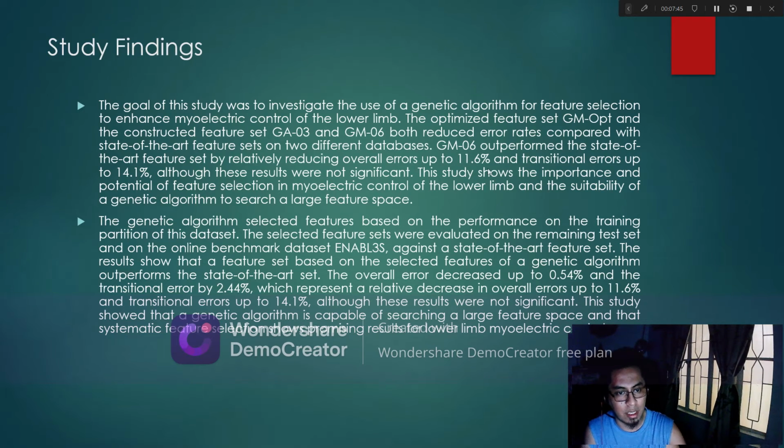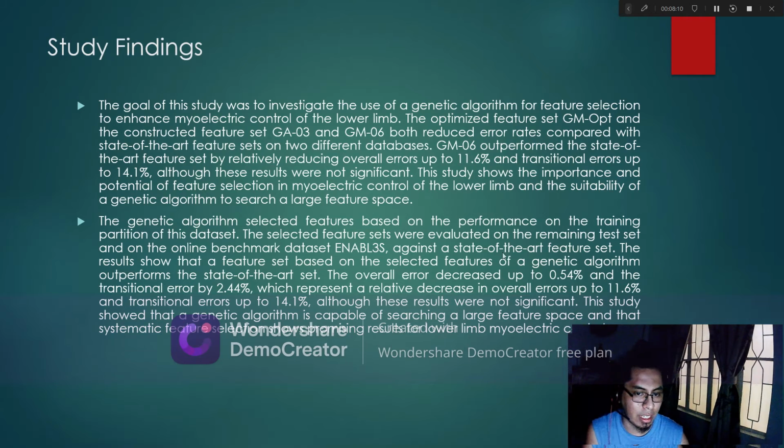They have provided the statistics as well, and this study shows the importance and potential of feature selection in myoelectric control of the lower limb and the suitability of a genetic algorithm to search a large feature space. The genetic algorithm selected features based on the performance on the training partition of this dataset. Like I said, they have 10 able-bodied participants who conducted all of the tests and presented all the results.